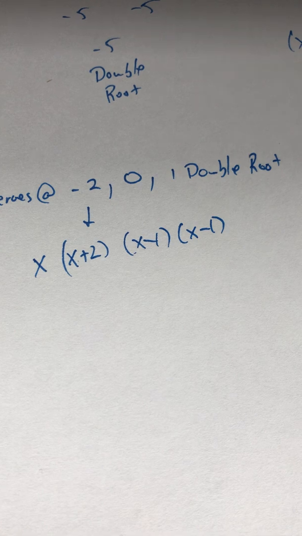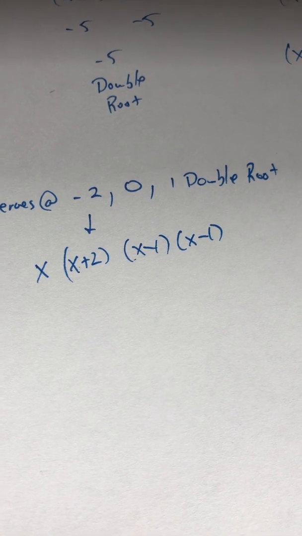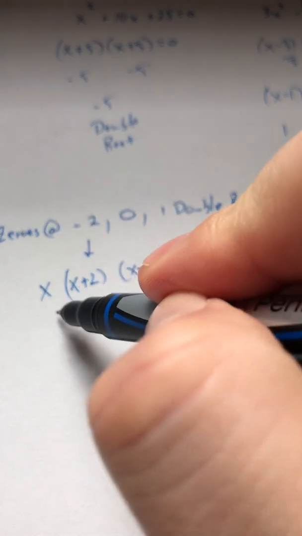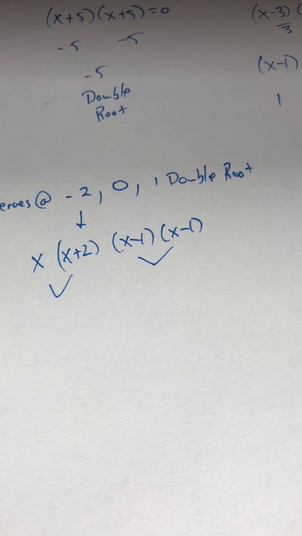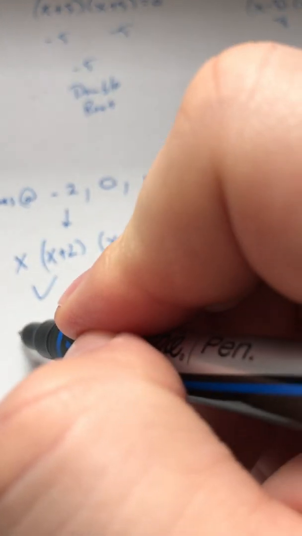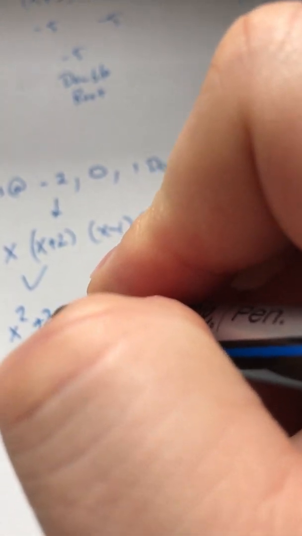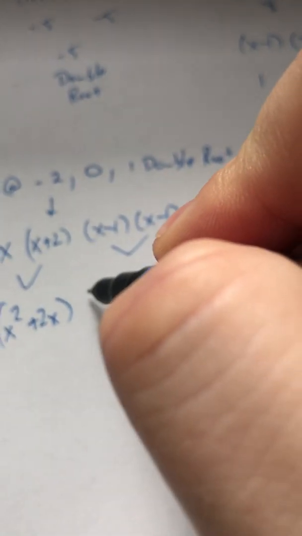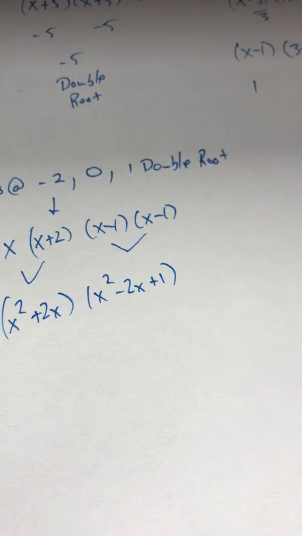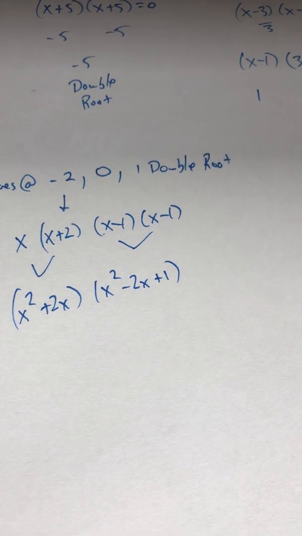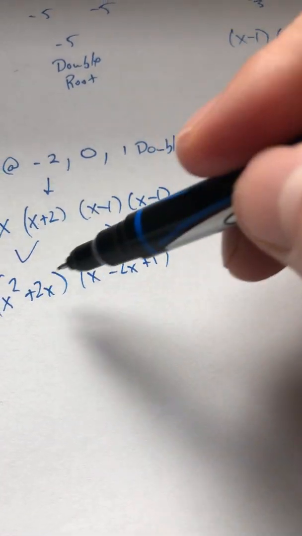So again, order doesn't matter. I'm just going to work with it as I see it. So I'm going to put these two things together, and I'm going to put those two things together first. So if I distribute, I would get x squared plus 2x from the first part. This would give me x squared minus 2x plus 1 when I FOIL that one out. And now I've got to multiply these two together.